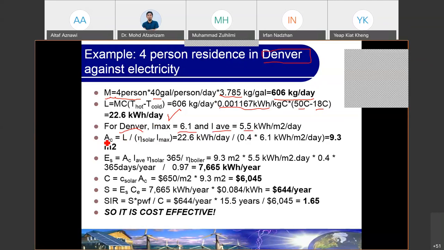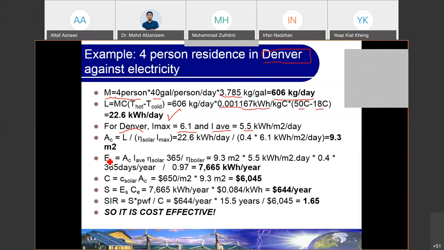Okay, and then we calculate to determine the collector area, equal to the load, which is 22.6, divided by the efficiency of the solar, which is 0.4, and I max is 6.1, which is 9.3 meters squared. So in other words, the approximate area to meet the load for 4 persons who use 40 gallons per person per day is approximately 9.3 meters squared.